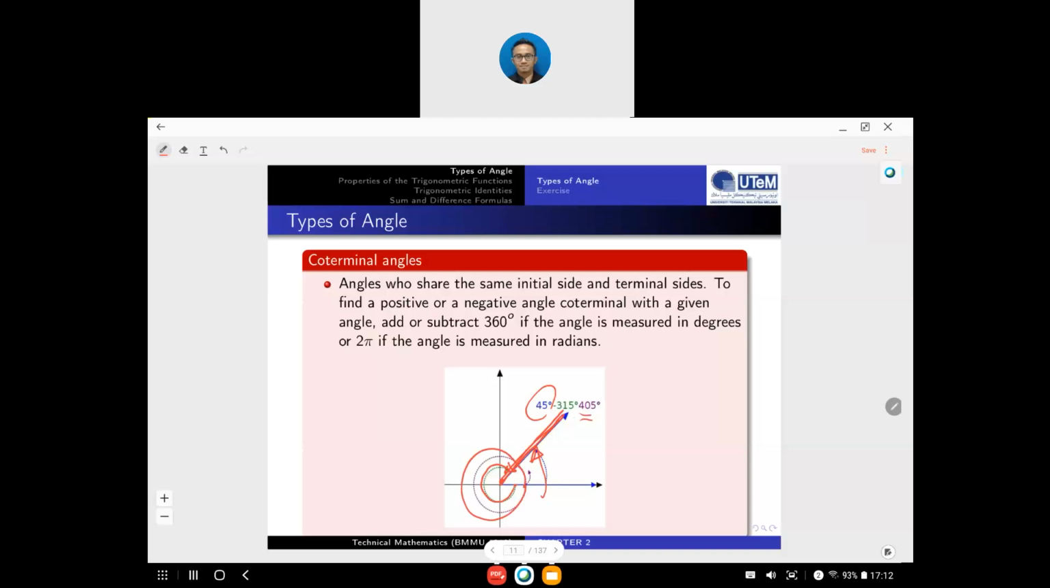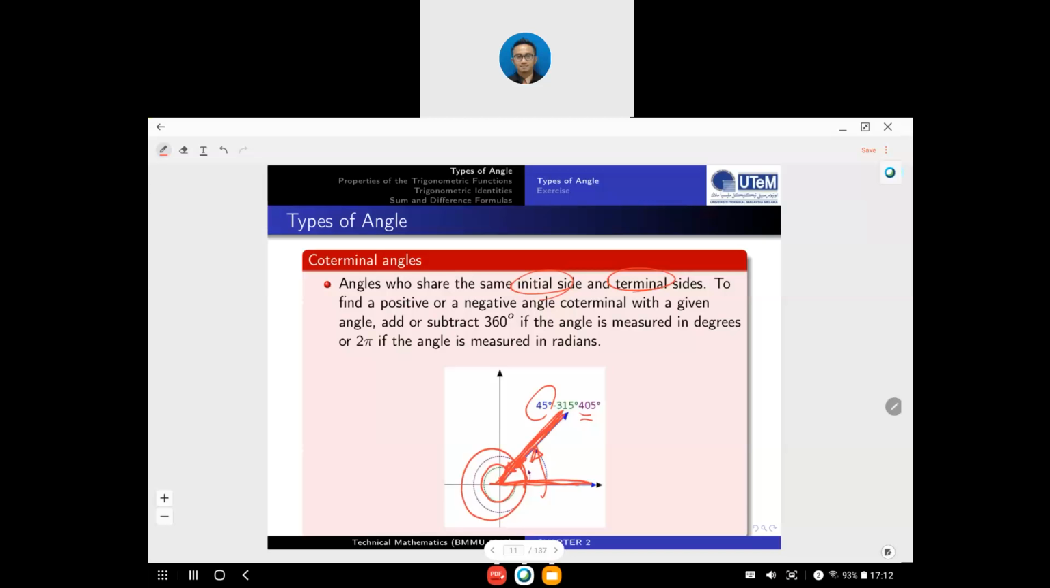360 and then plus another 45. Dia akan stop dekat garis yang sama. That one we call it as coterminal. Okay, coterminal maksudnya the angle share the same initial side and terminal side. Maksudnya dia akan share benda yang sama. Okay, this one is initial side and this one is terminal side. Maksudnya dia akan start dekat tempat yang sama, berakhir dekat tempat yang sama. Itu maksudnya coterminal angle. Okay, that one is coterminal angle.